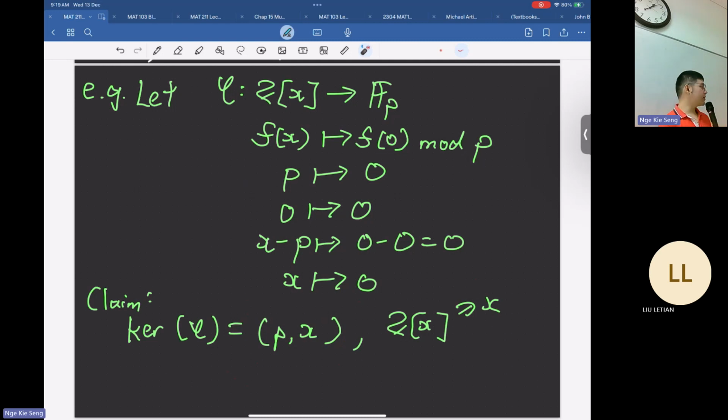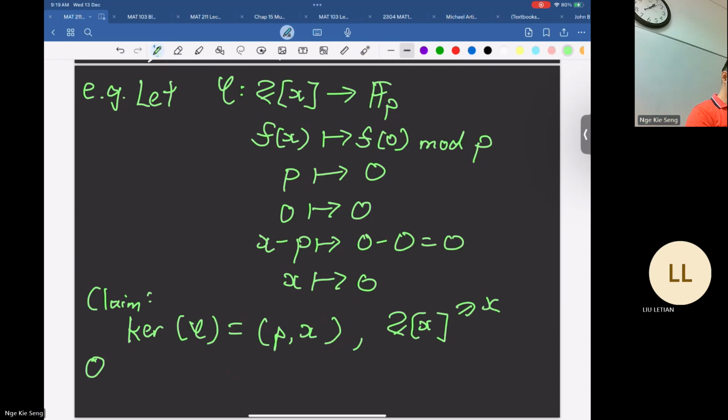So here is the claim: the kernel of phi is (p, x). You need to prove why this is true. One direction is easy because you just evaluate linear combinations of p and x. Correct or not?